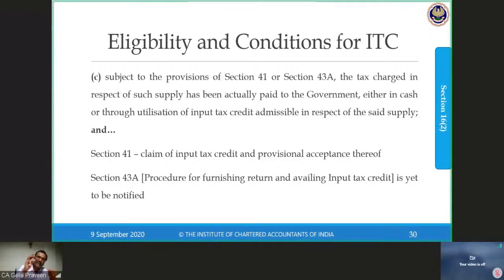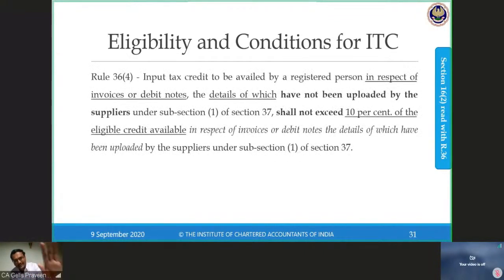GST Amendment Act 2018, I repeat, GST Amendment Act 2018 has brought in this section 43A. Because of this section 43A, rule 36 sub rule 4 has come in. People who are writing this exam in November 2020, this is one of the hardcore testing points for your examination.